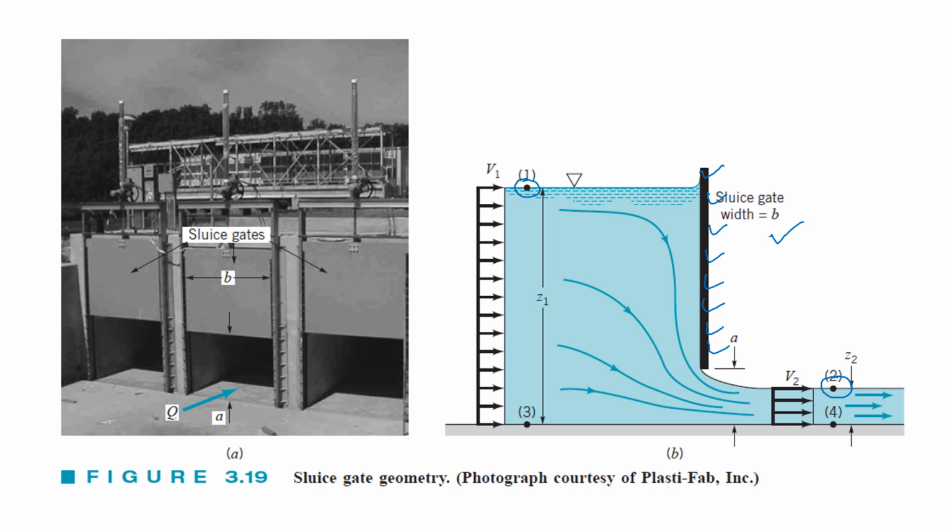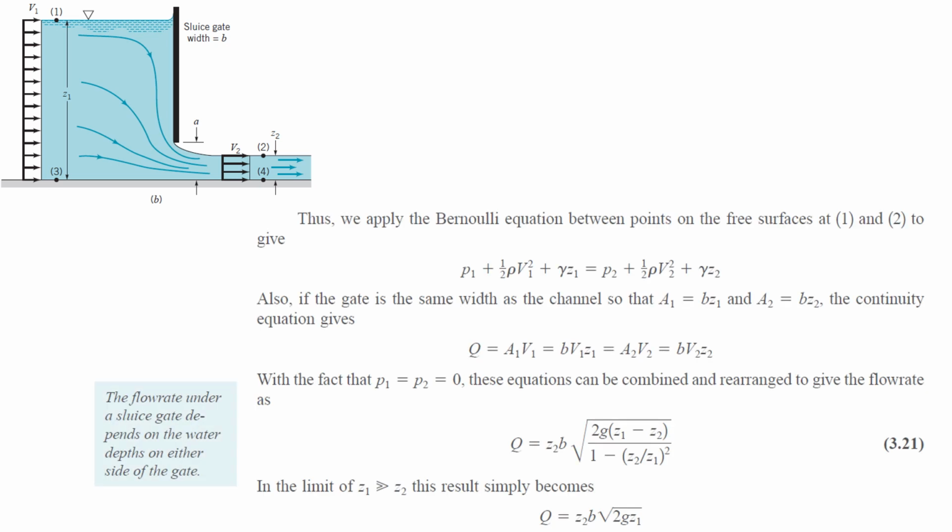This is the actual diagram of a sluice gate, and this is the schematic diagram. So if this is again the sluice gate, what we are going to do is use these equations again in tandem, that is the Bernoulli equation and the continuity equation, to derive the equation that is used to measure the flow rate through a sluice gate.